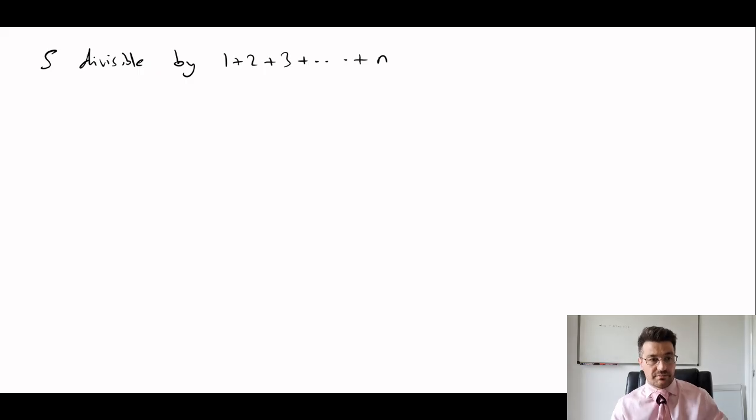Now, having said that, I couldn't see straight away, and this is perfectly normal, how to use that result from the first part. Because my idea was to, rather than show that s is divisible by 1 plus 2 plus 3 plus up to n, show that s is divisible by a half n times n plus 1.